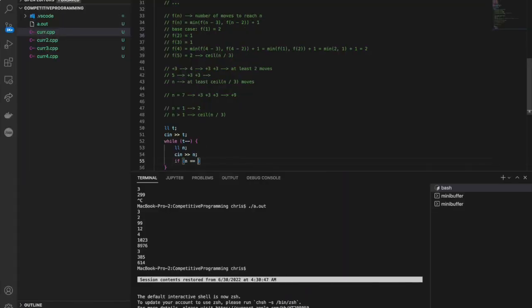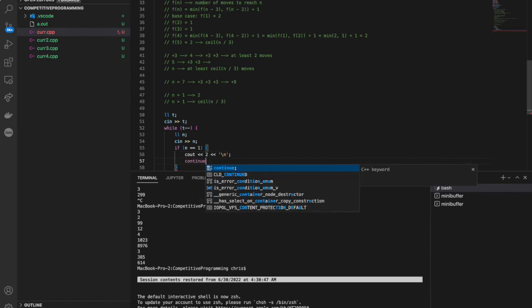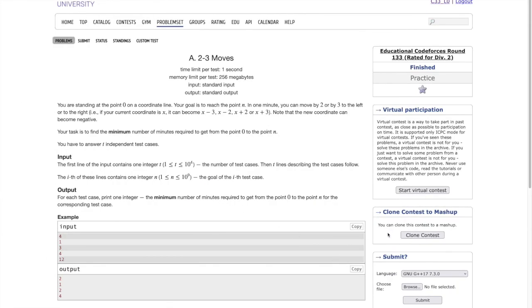So if n is equal to 1, we're going to just output a 2, and we'll continue. And if not, then we'll have a res, that's this division, and then if n is not divisible by 3, then we'll increment res by 1, because that's our ceiling right there. So then we print that, and then we'll see if that works.